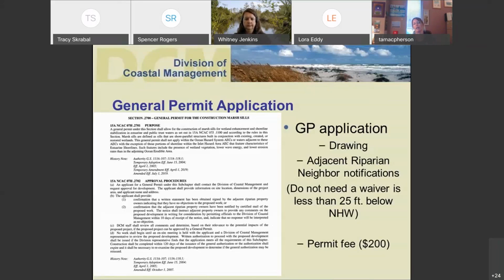All of our general permits require adjacent property notification. It's part of the permit process. It just says, hey, I'm going to do some water dependent work next door, just so we can make sure if there's any objections, we can address them.